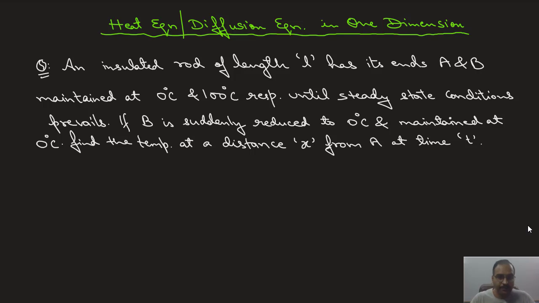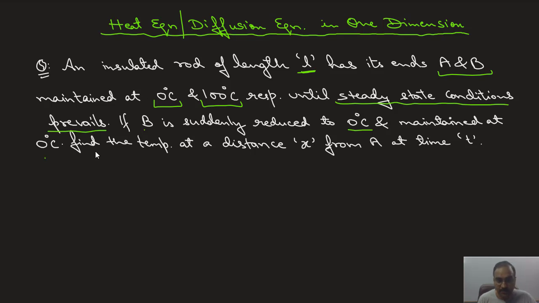Hello everyone. As we were discussing the heat equation in one dimension, continuing the same topic, today we are going to solve the questions related to it. Today's question is: an insulated rod of length L has its ends A and B maintained at 0 degrees Celsius and 100 degrees Celsius respectively until steady state conditions prevail. Now, if B, the other end, is suddenly reduced to 0 degrees Celsius and maintained at 0 degrees Celsius.